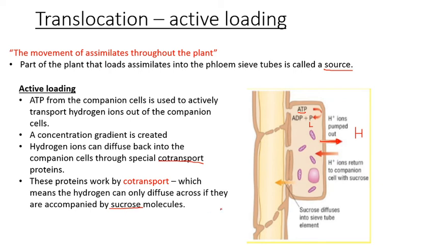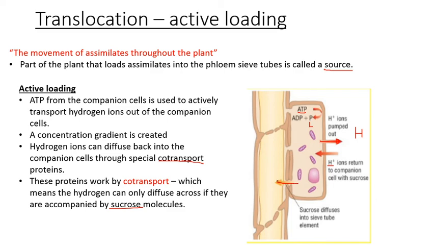How clever is that? They've used ATP to actively transport hydrogen ions out, and then the only way hydrogen ions can get back in, because it's a polar molecule, so it has to go across a protein because it's facilitated diffusion, the only proteins they have in their membrane are co-transport ones, where the hydrogens can only go back if they take a molecule of sucrose with them. I genuinely love that.